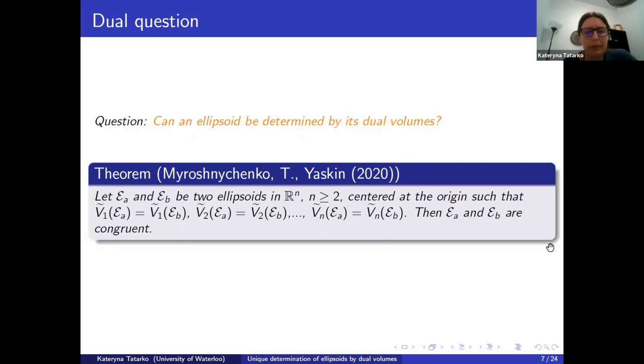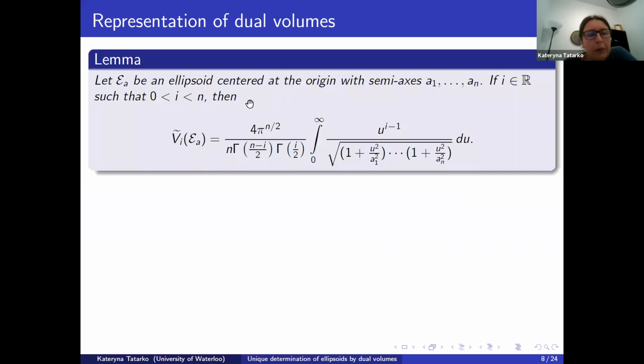Now I will say a few words about the proof of the result. In order to prove the theorem, we need the following lemma that gives the dual volumes as an integral over the positive real line of the following function. And here it's important to note that the formula is valid for any index i between 0 and n, so for any real number between 0 and n.